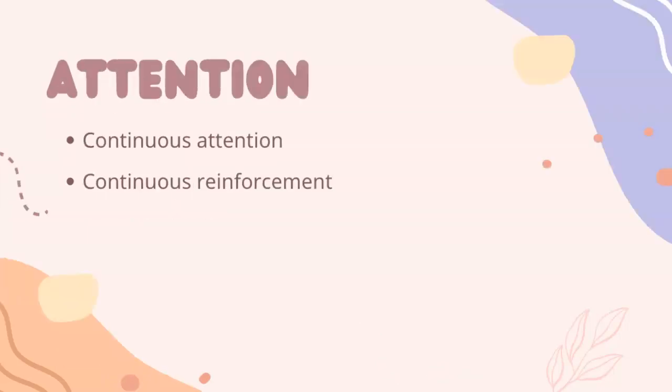Next, for attention. So in the attention condition, the therapist provides continuous attention and social interaction to the client. Therefore, in this condition, the client engages in a behavior to gain attention from others. It's important to provide attention only when the target behavior occurs. This may include praise, conversation, physical touch, but that will depend on the client's preferences.